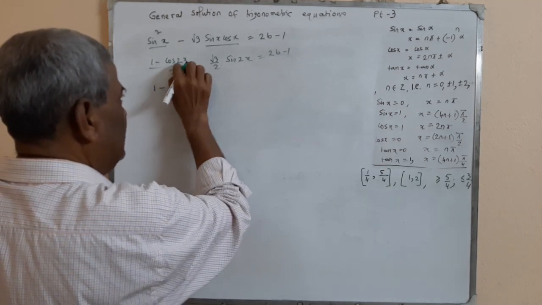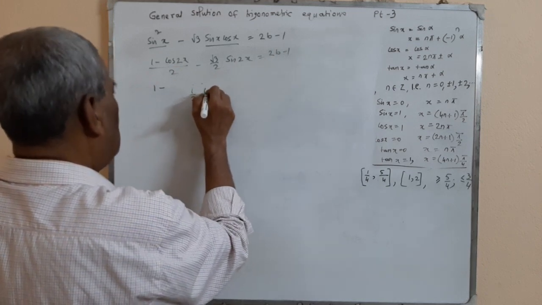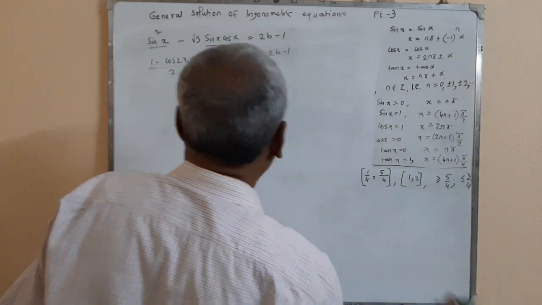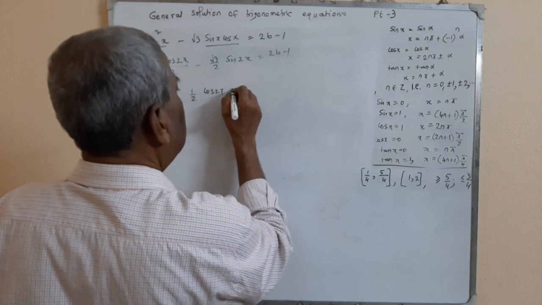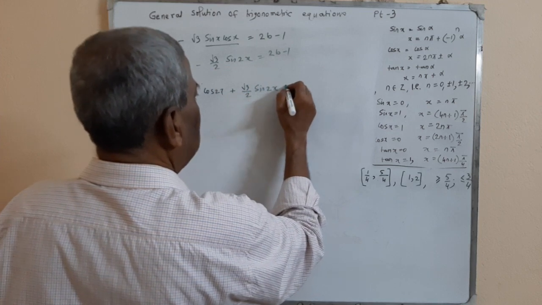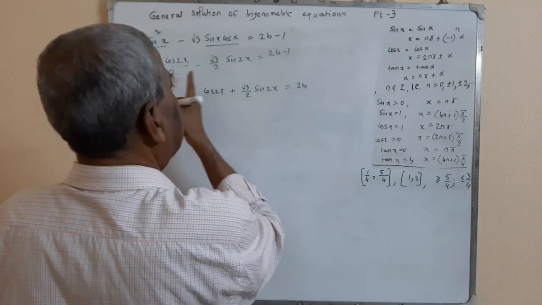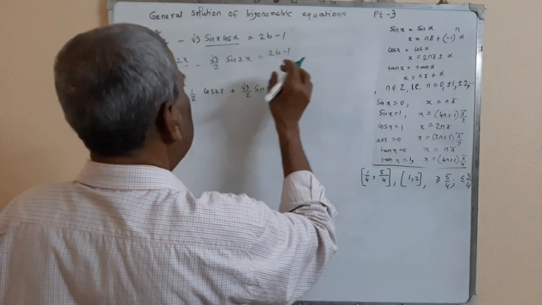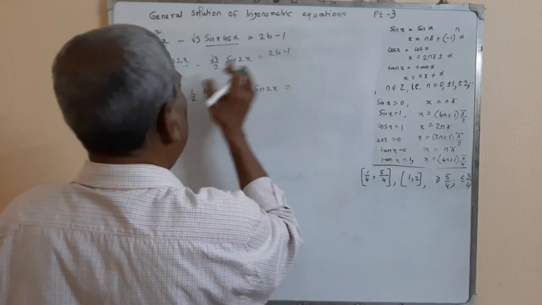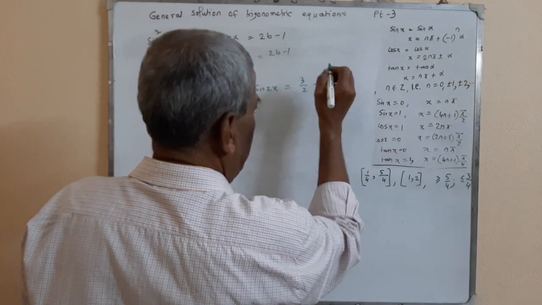One, this and that is taken into that side. So half of cos 2x plus root 3 by 2 sine 2x is equal to 2b. No, this is positive there, this is there. So it is equal to half plus root 3 by 2 minus 2b.